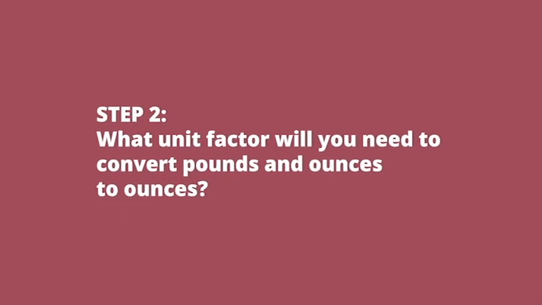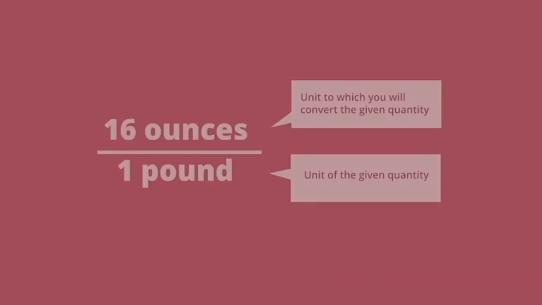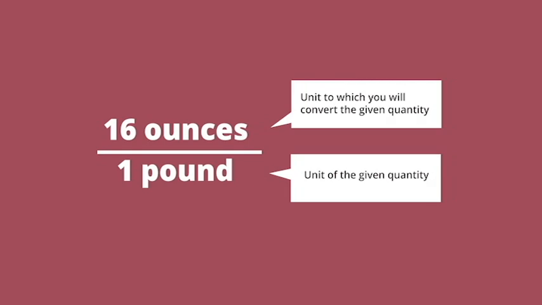Step 2. What unit factor will you need to convert pounds and ounces to ounces? You know that there are 16 ounces in 1 pound. Your unit factor is 16 ounces over 1 pound.